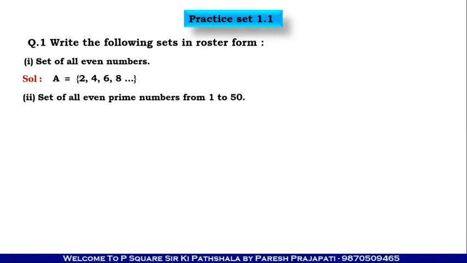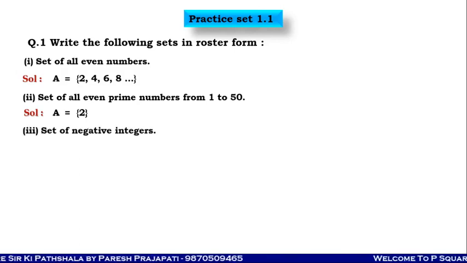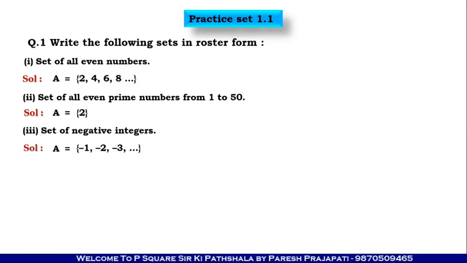Next, we have to write the set of all even prime numbers from 1 to 50. Prime numbers means the numbers which are divisible only by itself or 1. So the numbers are 2, 3, 5, 7, 11 and so on. But we want only the prime number which is even, that is nothing but only 2. So we'll write only 2 within curly brackets. Next one, we have to write the set of negative integers. The numbers which are negative, that is -1, -2, -3 and so on.